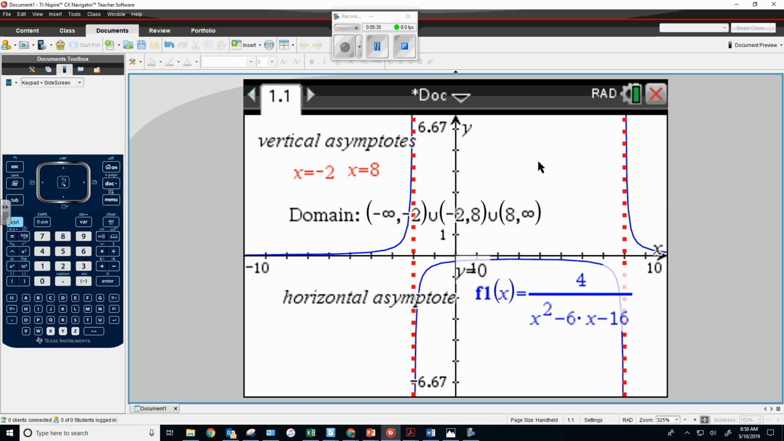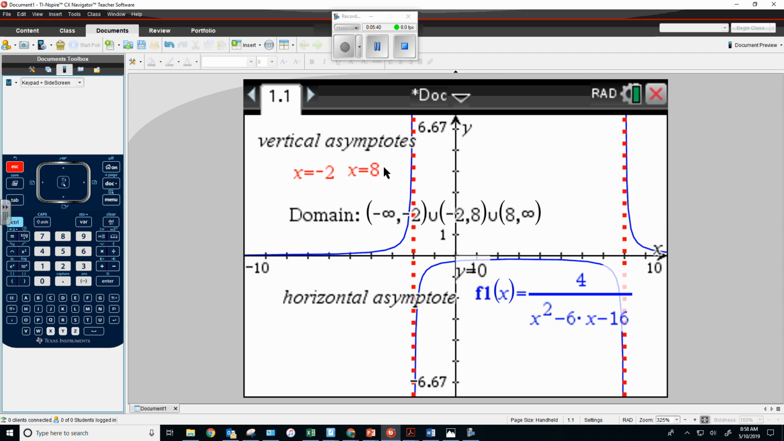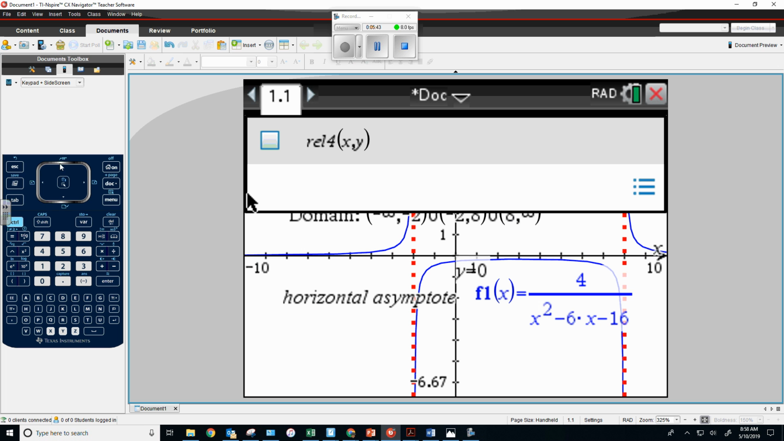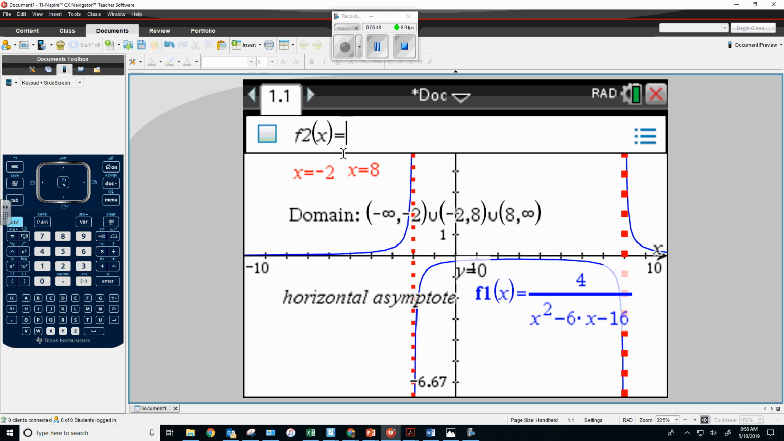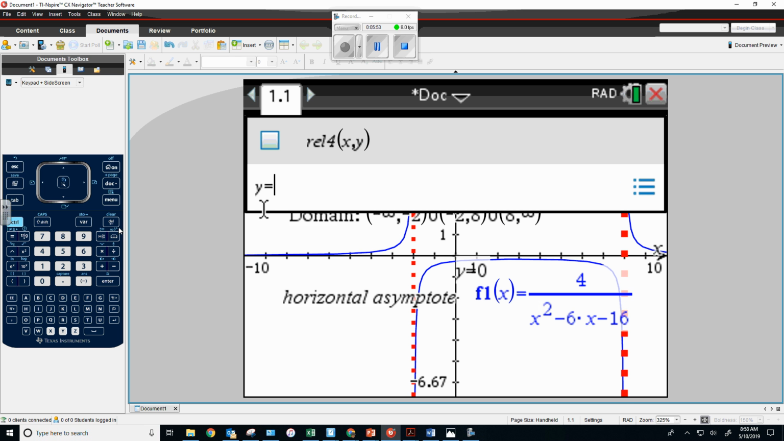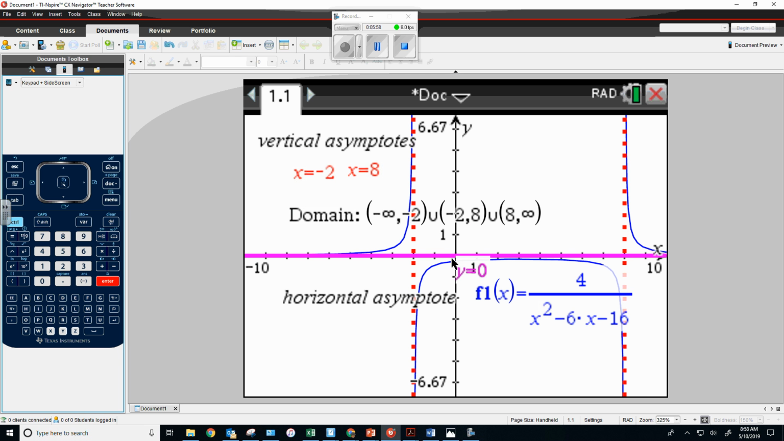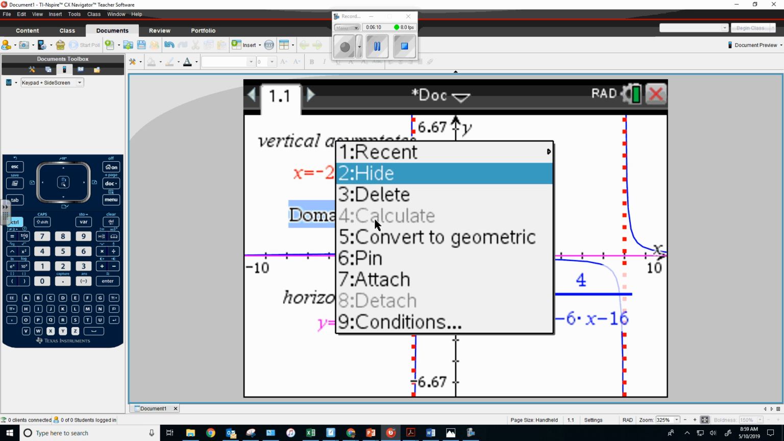Let me do it another way. I won't graph it as a relation, at least I won't graph it that way anyway. Let's erase the equal sign. And we want y equals 0. There. Okay. That's what we want. So that's our relation here. There is y equals 0. That's that horizontal asymptote.